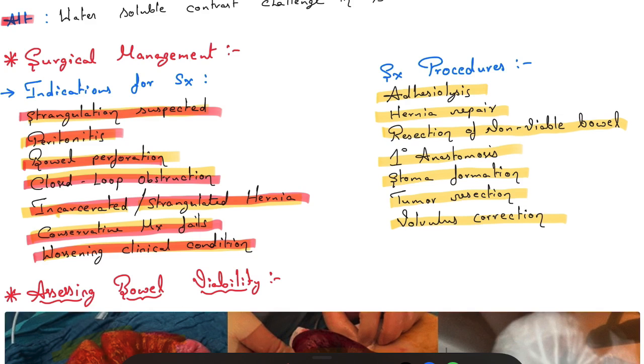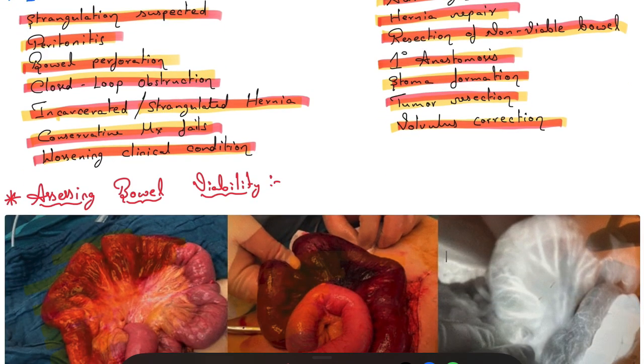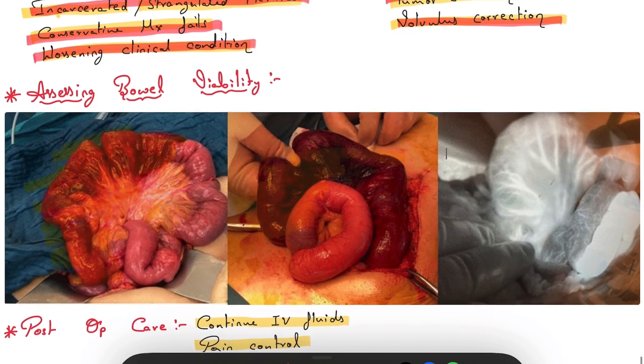Okay, so we have some surgical procedures depending on the cause, like adhesiolysis. If the patient has post-operative adhesions, we have to break them, so we have to do adhesiolysis. Hernia repair, resection of non-viable bowel, primary anastomosis when appropriate, and stoma formation in selected cases only, like when the patient has cancer, or after tumor resection or volvulus correction. Always we have to assess bowel viability before deciding on resection.